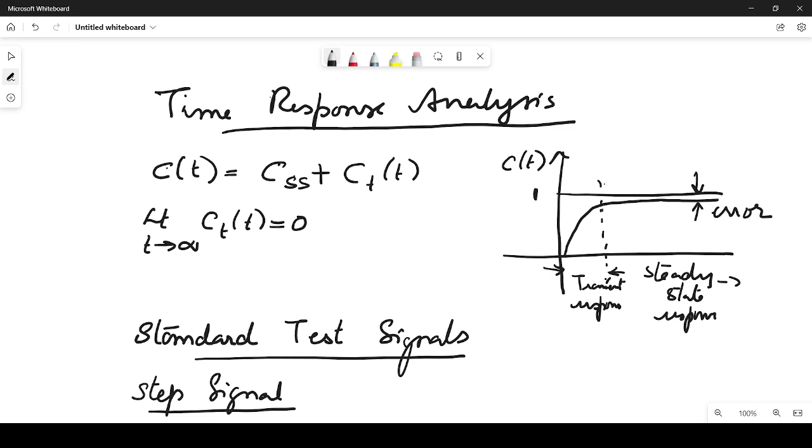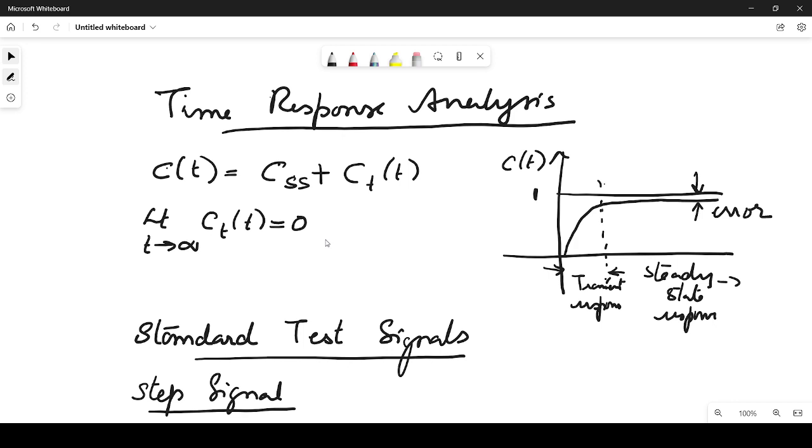Transient response is defined as the part of the response that goes to zero as time becomes very large. We can represent it mathematically like this: we generally represent the output as C(t), which consists of the steady state response and the transient response. This part, C_t(t), is the transient part. The transient part vanishes as t tends to infinity, that is, the limit as t tends to infinity of C_t(t) is equal to 0. The part which remains as time goes to infinity is the steady state response, the part of the response which remains after the transience has died out.